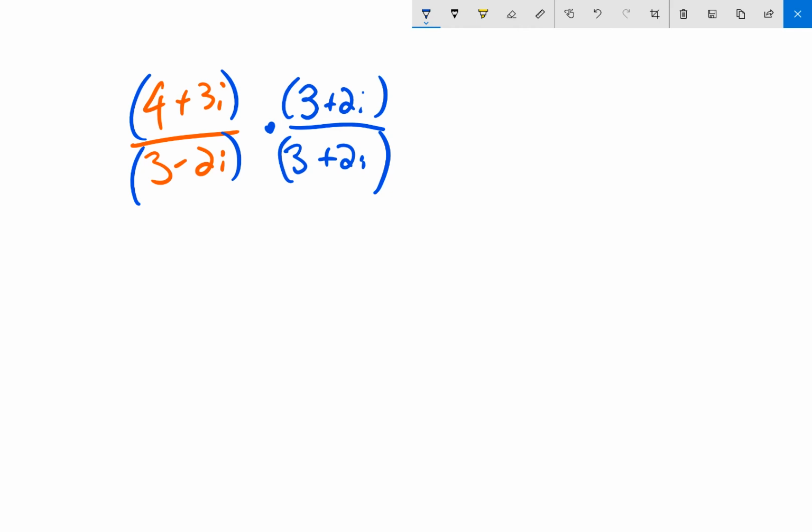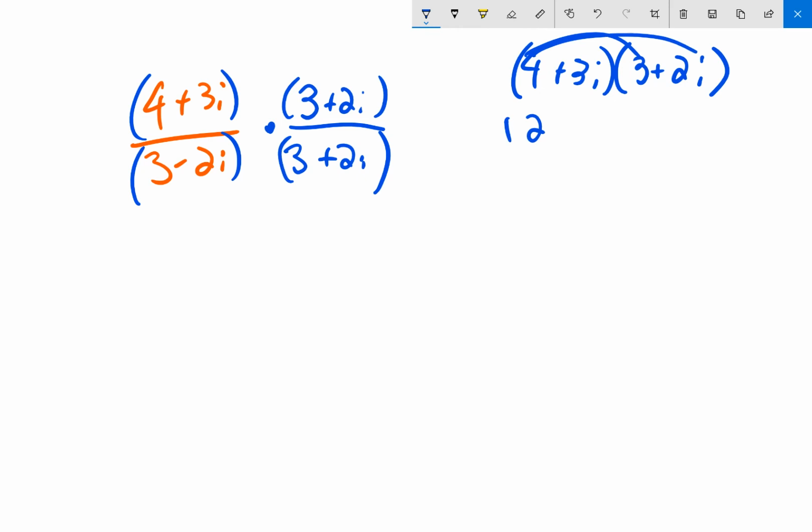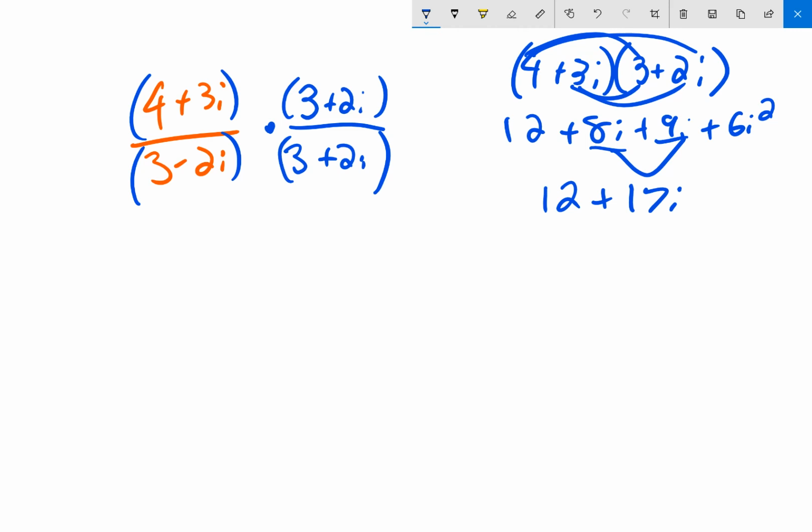So when I multiply the top together, the top is 4 plus 3i, and I'm multiplying it with 3 plus 2i now. So I have to FOIL that. 4 times 3 makes 12. 4 times 2i makes 8i. 3i times 3 makes 9i. And then 3i times 2i, be careful, makes 6i squared. So this becomes 12. I can combine the 8 and 9 to make 17i.